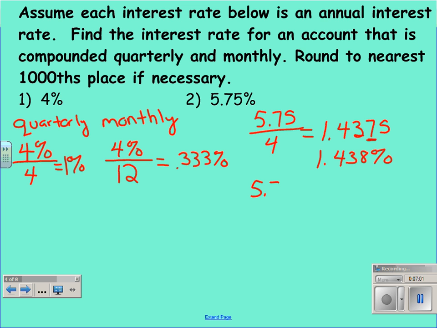Welcome back. So although the number is smaller with monthly, you have to remember that you're doing that 12 times a year as opposed to just doing that 4 times a year. So you're actually going to make more money if it's compounded monthly rather than compounded quarterly.